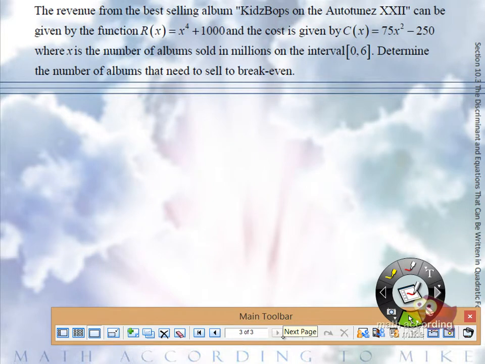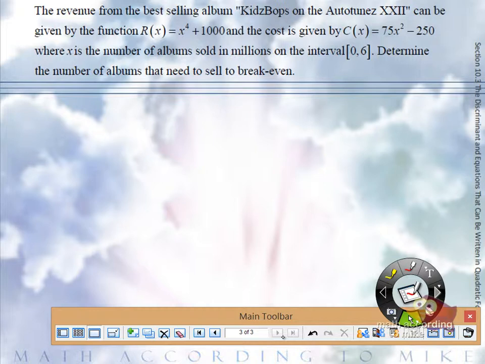Revenue from the best-selling album Kids Bop on the Autotunes 22. When's that going to stop? When are they going to stop making Kids Bop? Do they know what they're actually singing?